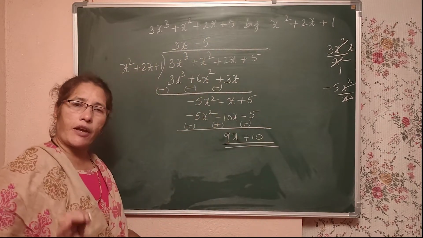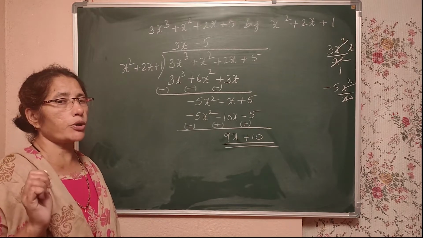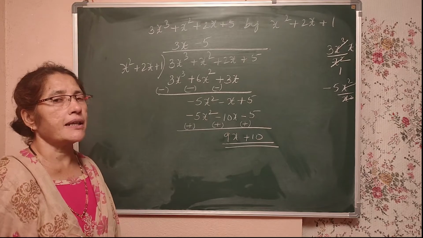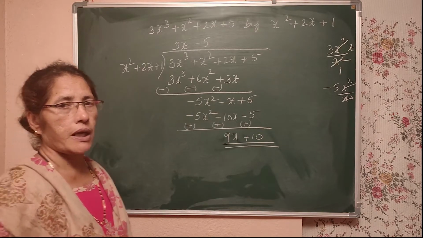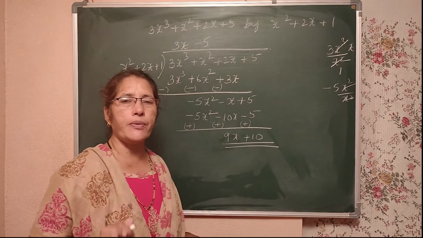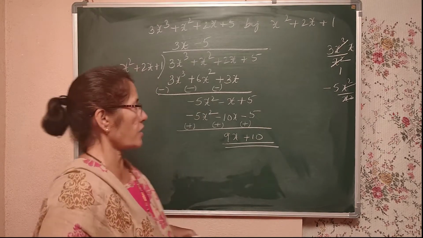You can verify that using the formula dividend is equal to divisor into quotient plus remainder. What is that called? It is called division algorithm. According to division algorithm, dividend is equal to divisor into quotient plus remainder. Shall we verify?